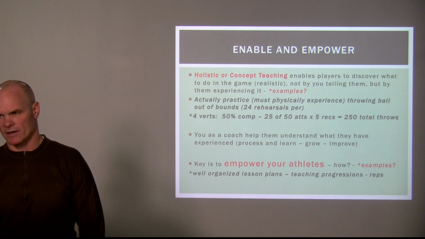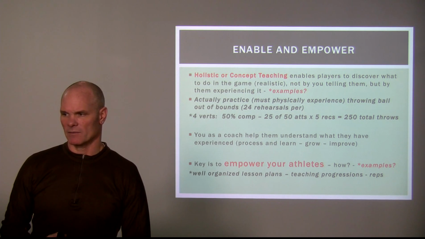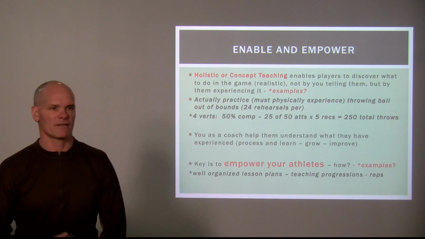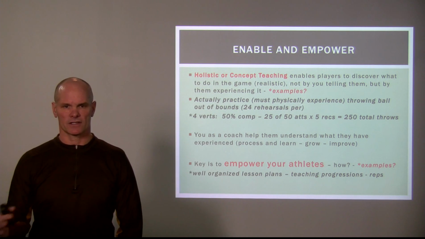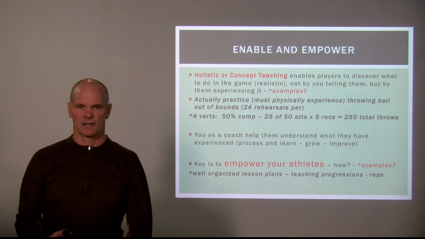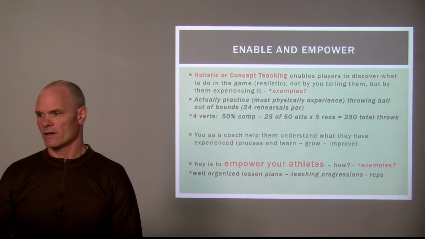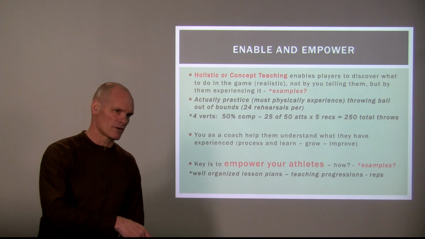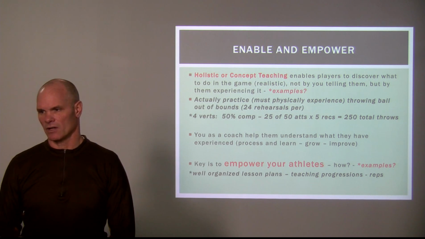So let's just round up for math purposes. That's 25 out of 50 attempts. We've got 5 different receivers. That means before we even start to have any chance for success with this one play in the decision making for the quarterback, he's going to have to throw 250 times. So there gives you a better understanding of why you need to start doing this early and need to do it often in the tactical skill development.